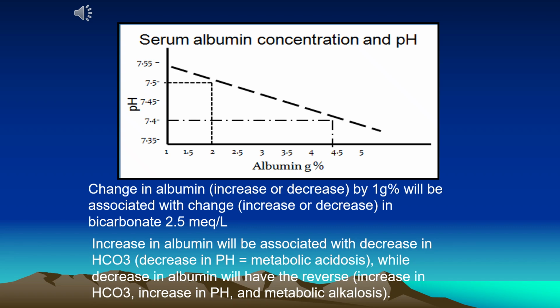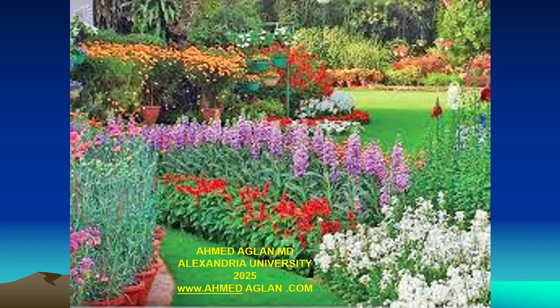This is why a critically ill patient with severe hypoalbuminemia can have a surprisingly normal or even alkalotic pH, even when they are profoundly sick. The low albumin is masking an underlying metabolic acidosis.